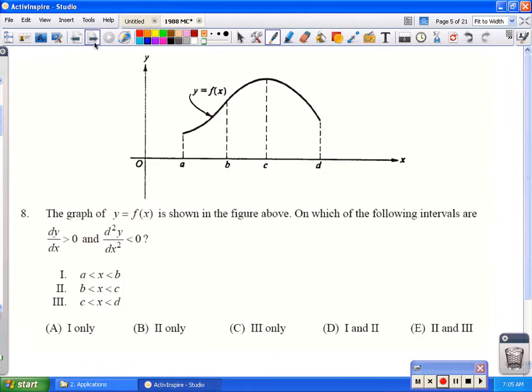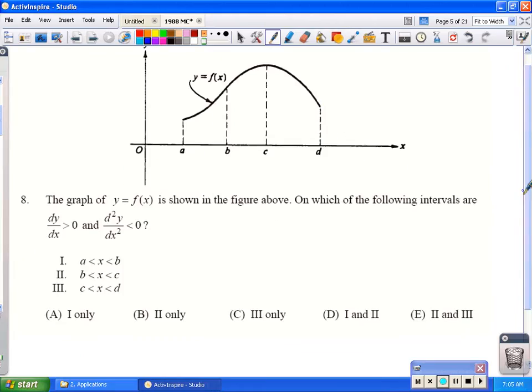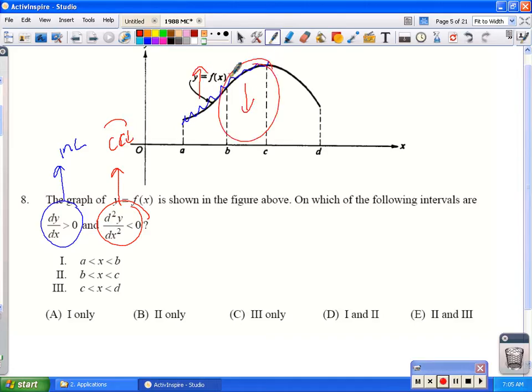Problem number 8, we have an original function. The first thing they tell us is the first derivative is positive, so that tells me the original function is increasing, so that would be this region. The second thing they tell me is that the second derivative is negative, so I'm looking for concave down. This is concave up, this region is concave down, so the answer is the region from B to C, which is number 2, which is B only.